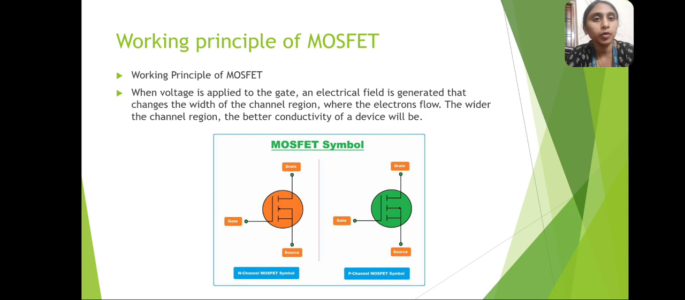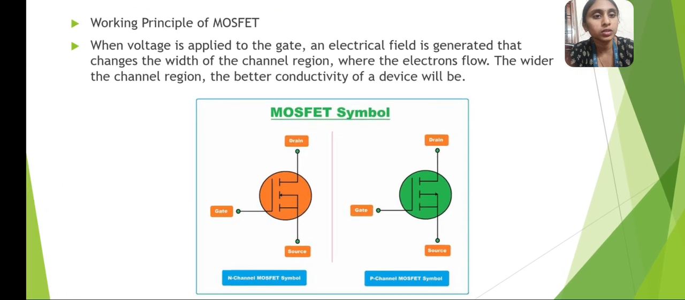The working principle of MOSFET: when voltage is applied to the gate, an electrical field is generated that changes the width of the channel region where the electrons flow. The wider the channel region, the bigger the conductive force. So this point is saying that if the channel is wider, the conductivity of the device is also more. If it is narrow, then the conductivity is also less.